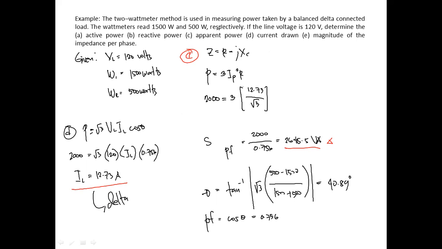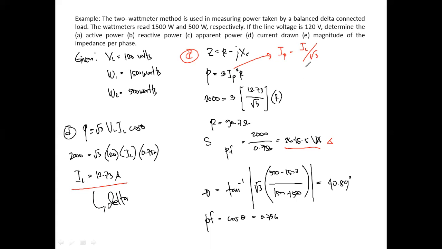Take note for delta, your IP is equal to IL over square root of 3, multiplied by R. So you can calculate R by 2000 divided by 3, so that's 90.7.